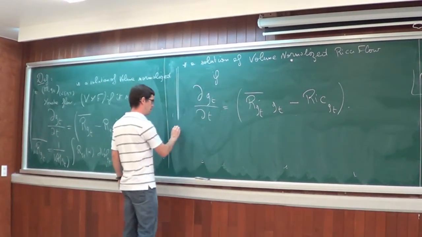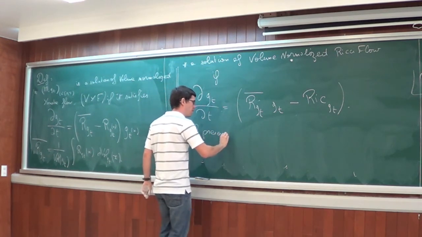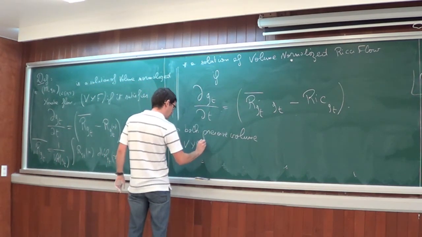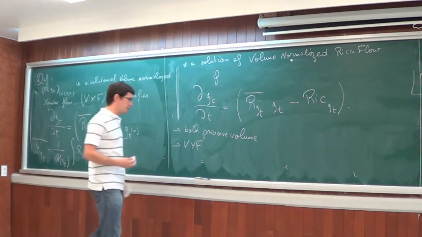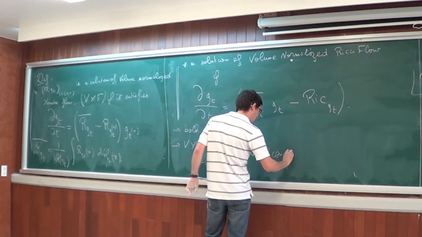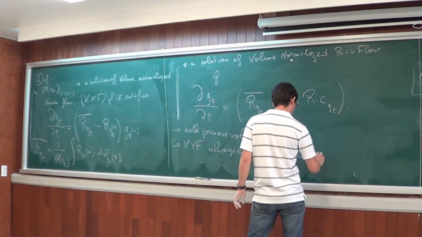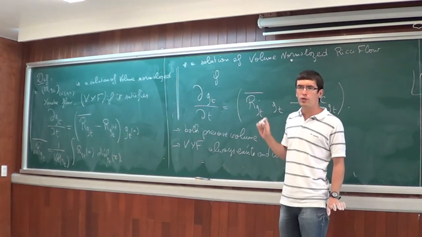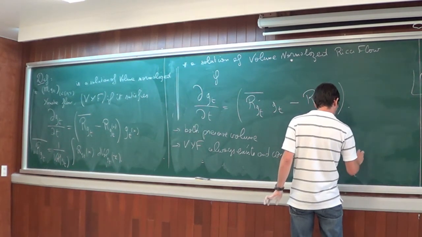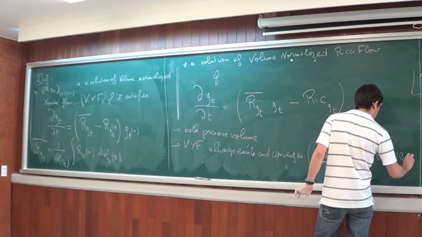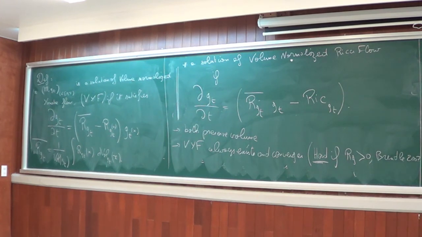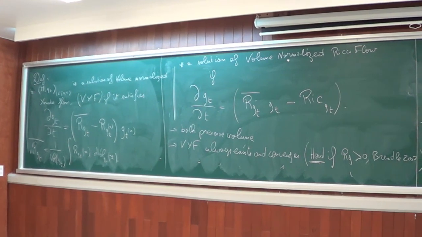So what do we know about that then? Both preserve volume, meaning that if you have a solution, the volume is constant. The volume normalized geometric flow always exists and converges. When the curvature is positive, you remember I've only told you about the negative case. When the curvature is positive, it's very hard. It has only been shown in 2010. The Ricci flow.